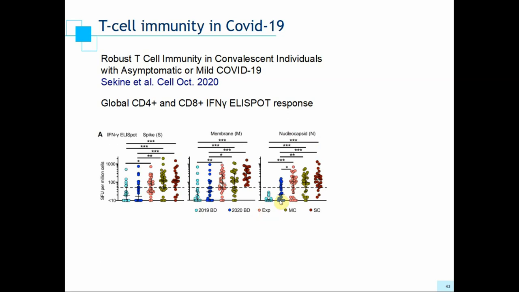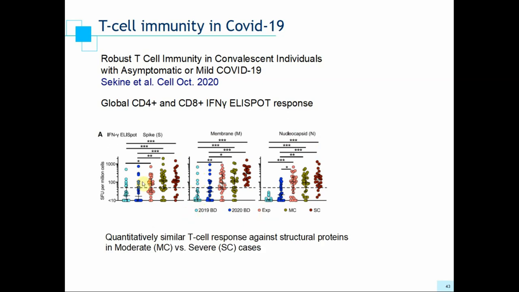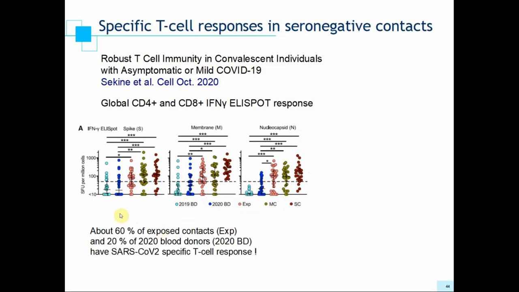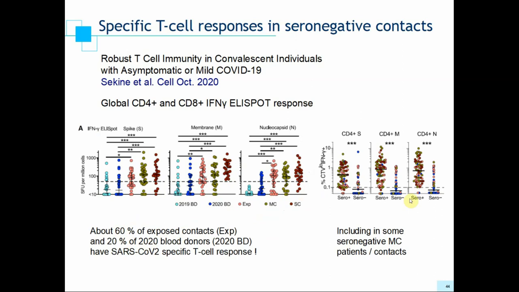And this dark blue group, these are blood donors from 2020, and the light blue group are blood donors from 2019. So what is interesting here is you're getting some T cell responses in PBMC from people who have never even met SARS-CoV-2. And basically you've got a quantitatively similar response. So this is kind of interesting. 60% of exposed contacts and 20% of 2020 blood donors in Sweden had a SARS-CoV-2 specific T cell response, and often in people who were seronegative.